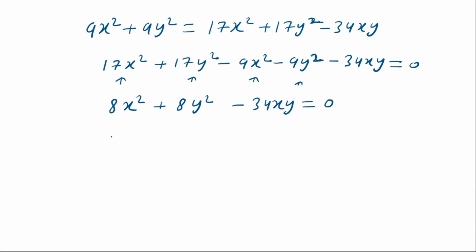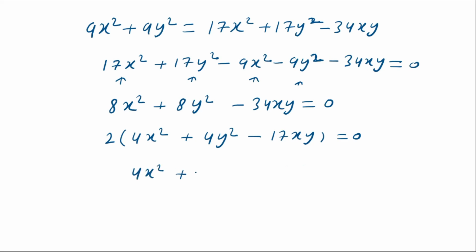On the left hand side, if we take common 2, then 8x² divided by 2 gives 4x², plus 8y² divided by 2 gives 4y², and minus 34xy divided by 2 gives minus 17xy, and this equals 0. Now divide both sides by 2. Then on the left hand side 4x² + 4y² − 17xy, and this equals 0.